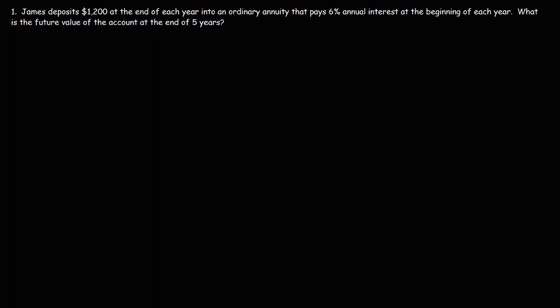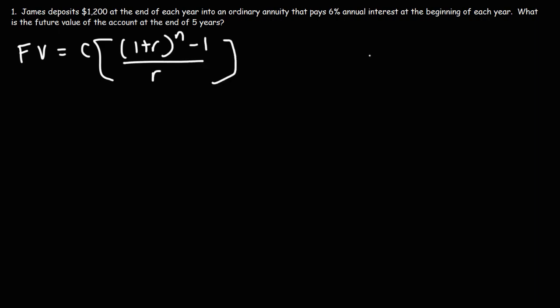So let's go ahead and work on this problem. But first, let's write the formula that we're going to use. So it's going to be C times 1 plus r raised to the n minus 1, over r. So James is making a deposit of $1,200 at the end of each year. And the ordinary annuity pays an annual interest of 6%. So as a decimal, dividing 6 by 100, that's going to be 0.06.